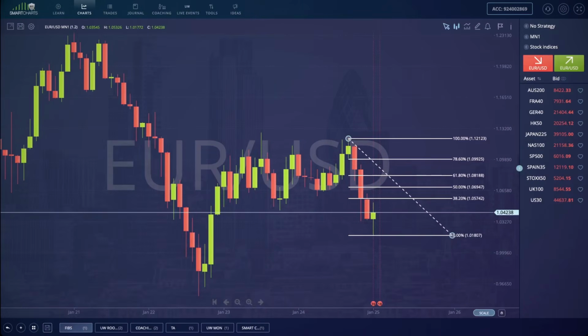What is Fibonacci retracement? The Fibonacci retracement tool is a technical analysis tool used by traders to identify potential levels of support and resistance in a financial market. And it's based on the mathematical ratios derived from the Fibonacci sequence. But I don't want to focus on the history. I want to focus on how you can use it so you can be a better trader.